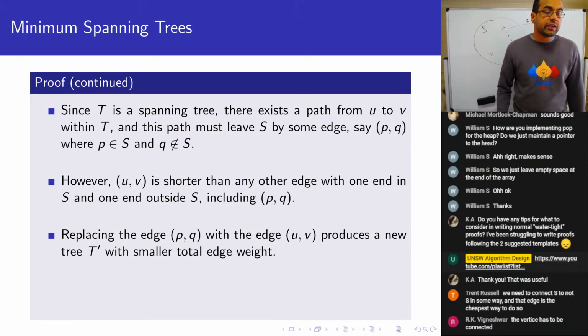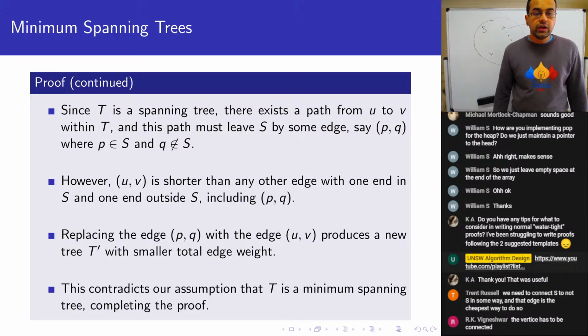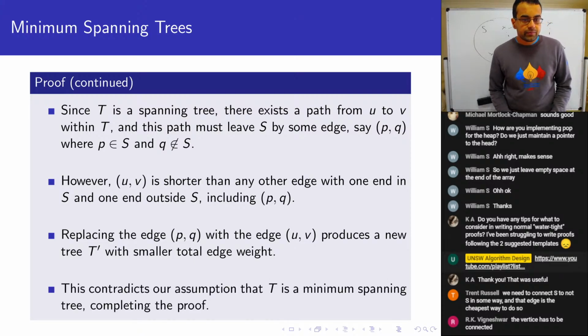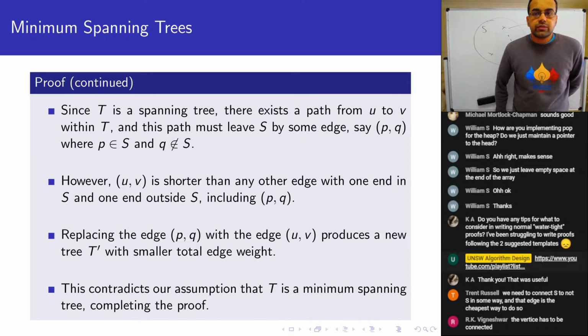So in fact, the tree T that we constructed was not minimum. And so this is a contradiction. We can show now that no minimum spanning tree can omit this cheapest edge crossing the frontier. Good.